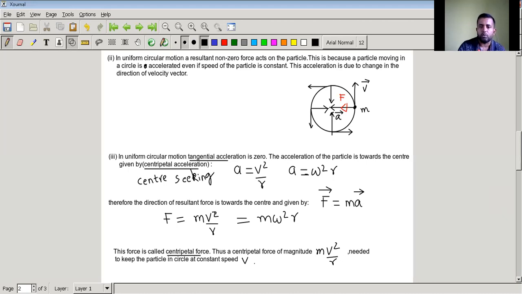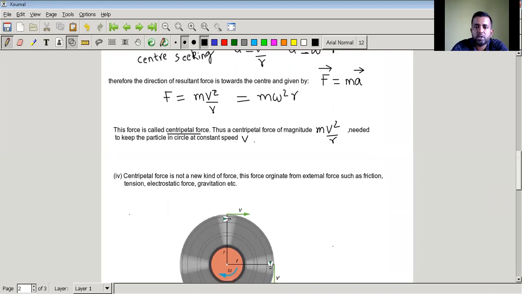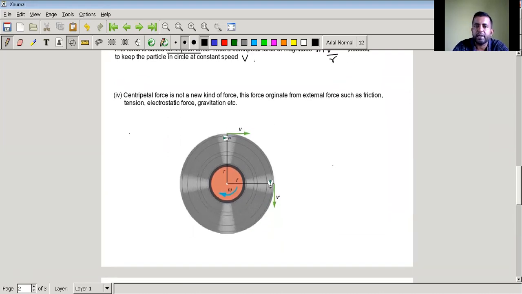Okay, now moving on. The next point we are going to discuss is the most important: centripetal force is not a new kind of force. Centripetal force is not a new kind of force. This force must originate from some external source like friction, tension, electrostatic force, gravitation, etc. We'll have a look at it.